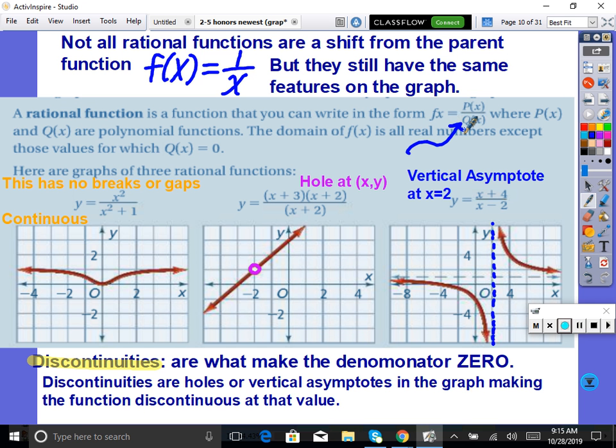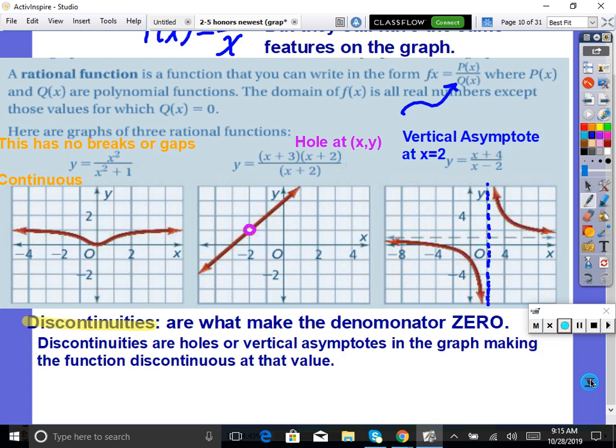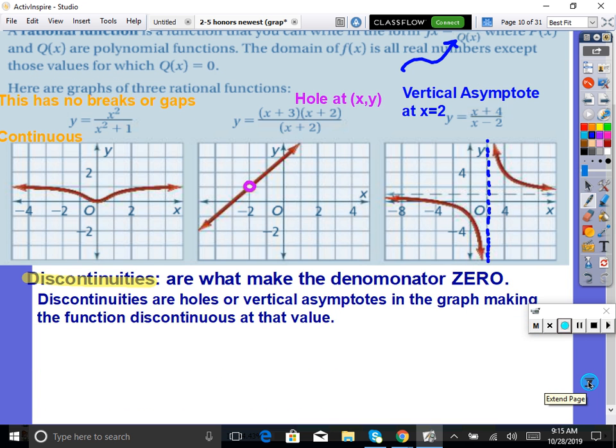Now what I want you to look at with me is just 3 graphs of 3 rational functions. How can we tell that these are not a shift from the parent function? There are multiple x's in the equation. Didn't we learn that that's how you know it's not a shift from the parent function from before? So notice none of these are a shift from the parent function 1 over x. I want you to look at a few key features.